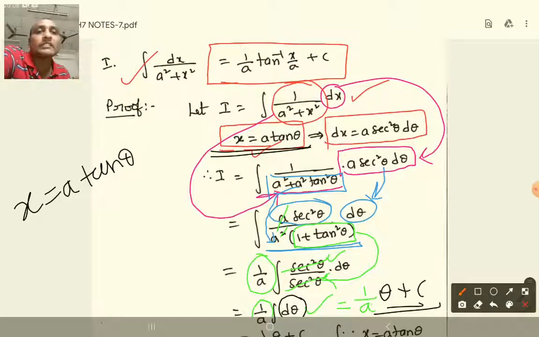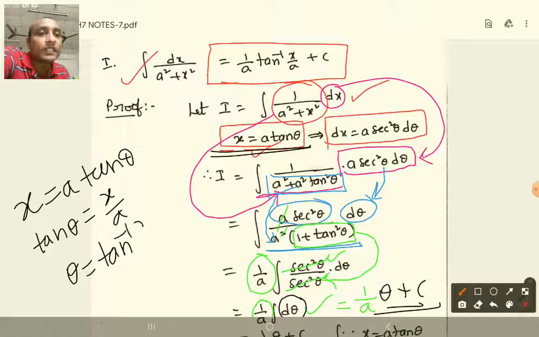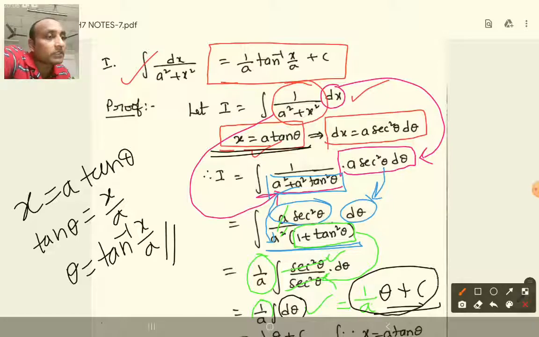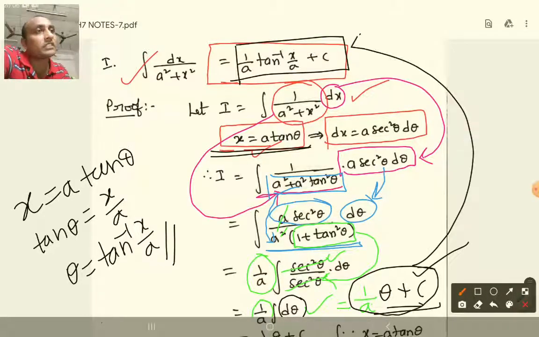When we take x is equal to a tan theta, then tan theta is x by a. Then what is theta? Theta is tan inverse x by a. So we get the answer as C. Instead of theta, you should substitute tan inverse x by a. Then finally we reach the required result, from here to here, you see.